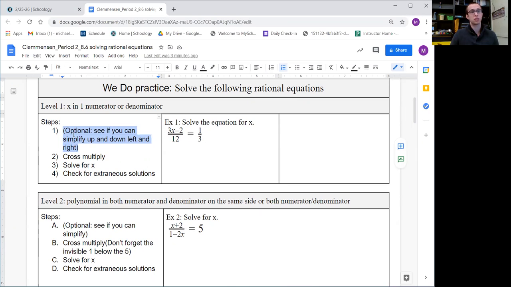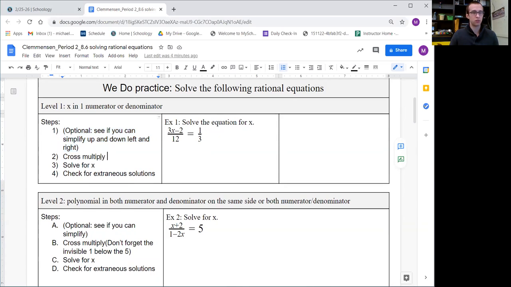Now this is an optional step because you don't actually need to simplify. You'll always be ending up simplifying anyways. So doing this cross cancellation type stuff, like the 12 and the 3 or up and down, doesn't actually matter too much in the long run because you're going to get the same answer anyway. But sometimes it makes the problem easier. Like we'll see with problem 4 down below, if we cancel out, it'll be a much easier problem.